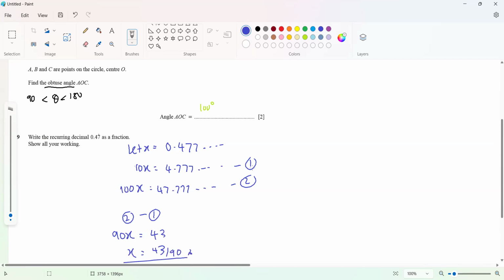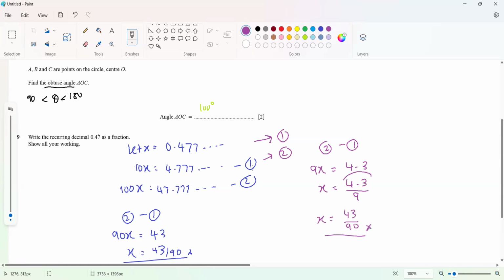43 over 90. If you took this as equation 1 instead and this as equation 2, that also can be done. However, the number won't end up very nice. It'll be 9x equals 4.3, so x equals 4.3 over 9. If you multiply 10 on top and bottom, you get 43 over 90. The same answer will still be obtained. But you cannot write your answer like this because you can't combine the decimal and the fraction together in this way. It's either you write everything in fractions or you write everything in decimals. You can't go in between. So that is for question number 9.